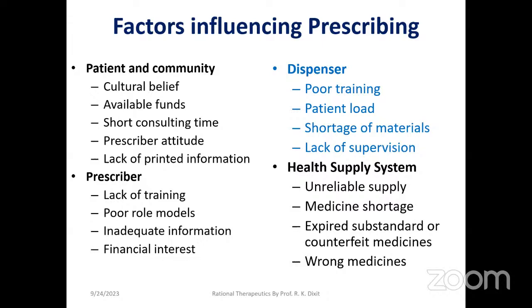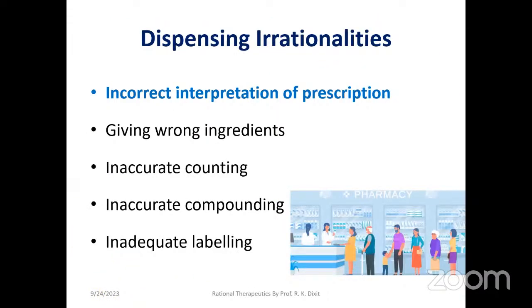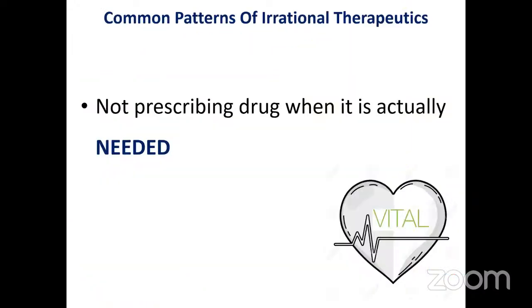Extremely, 100% banned, because the pharmacists are the persons who are well qualified, who know that if this drug is dispensed, it will produce this particular effect. But those persons are not qualified. If they sit and take the job of the pharmacist, that becomes a very important risk factor, and sometimes the consequences may be very fatal. So dispensing irrationally may involve incorrect interpretation of the prescription, giving wrong ingredients, inaccurate counting, inaccurate compounding, and labeling also. And sometimes the prescriber has not prescribed, but actually the patient needs it. Now that is also irrational.